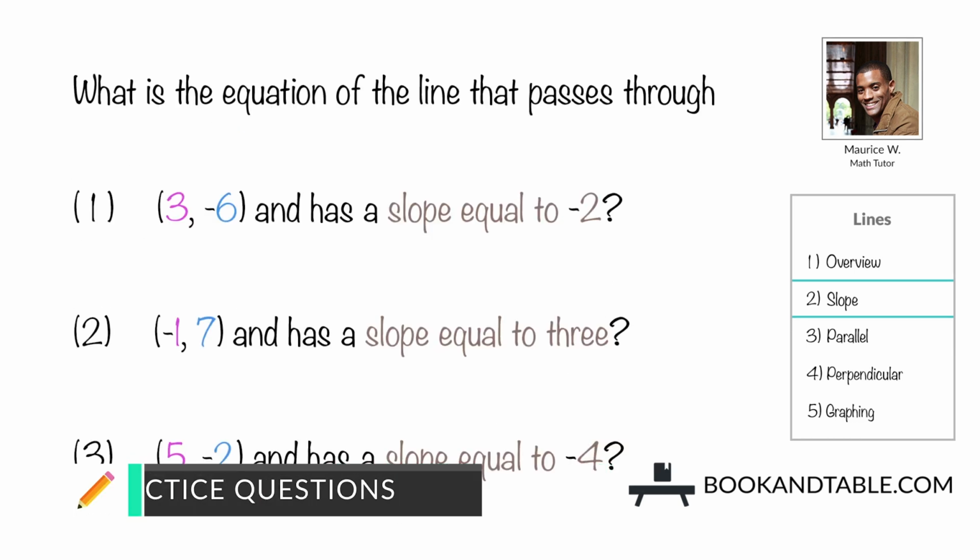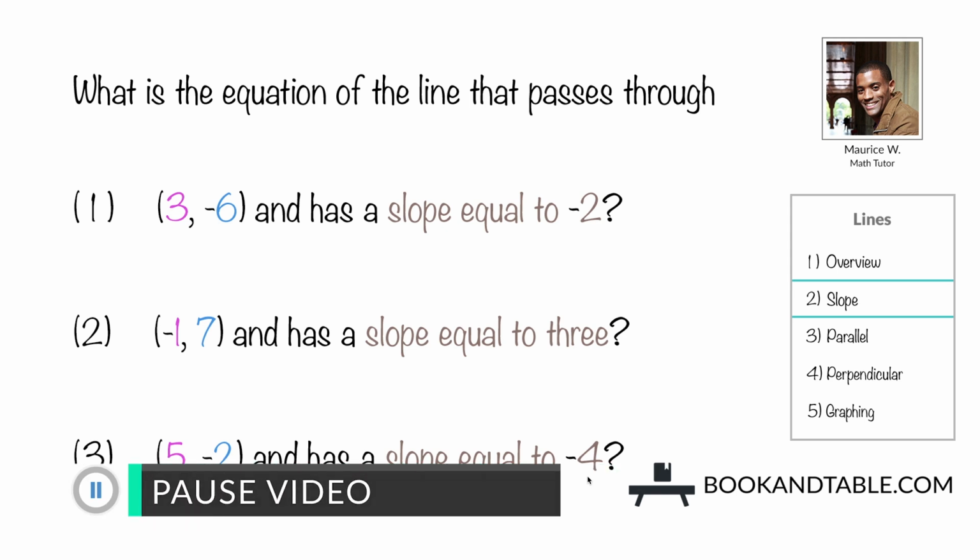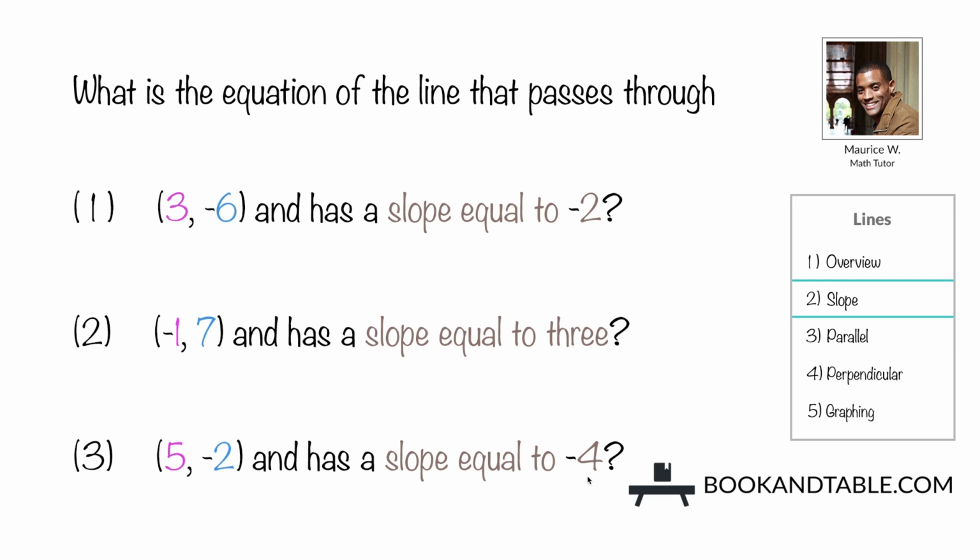Let's have you try a few practice questions. What is the equation of the line that passes through 3, negative 6 and has a slope equal to negative 2? Question number 2. What is the equation of the line that passes through negative 1, 7 and has a slope equal to 3? And question number 3. What is the equation of the line that passes through 5, negative 2 and has a slope equal to negative 4? Pause the video, answer these 3 questions, and then press play when you are ready to begin.